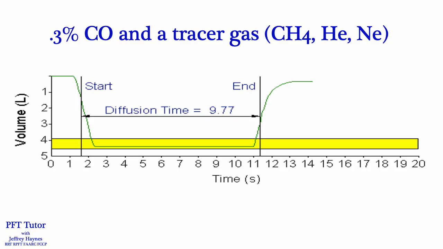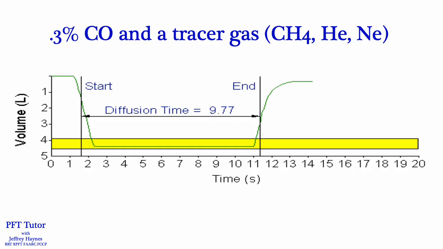The DLCO test gas typically contains a carbon monoxide concentration of 0.3% and a tracer gas that's not soluble in blood. Methane is used for rapid gas analyzers. Helium is used for systems that collect an alveolar sample in a collection bag, and the older systems using a gas chromatograph use neon.